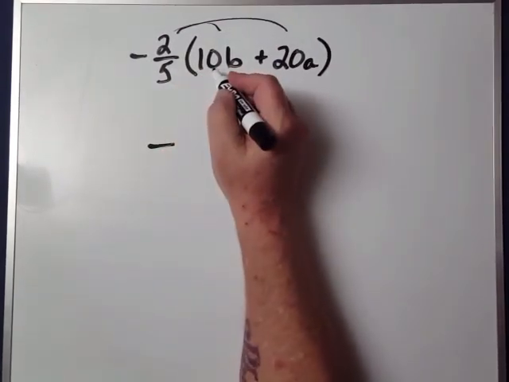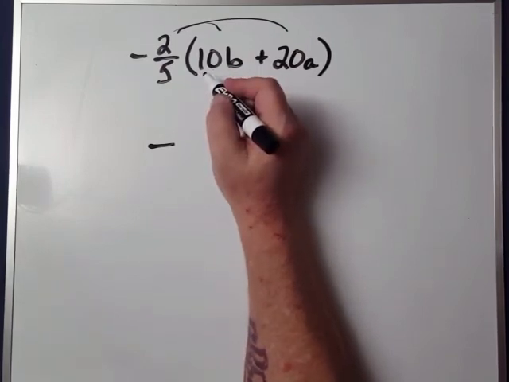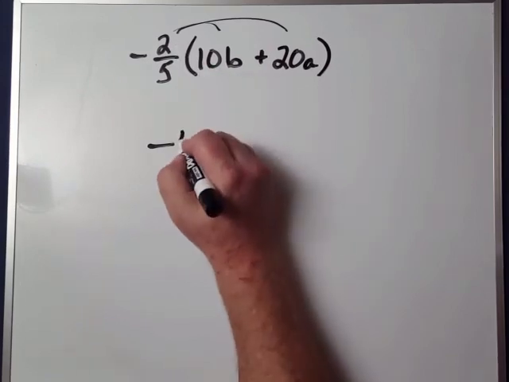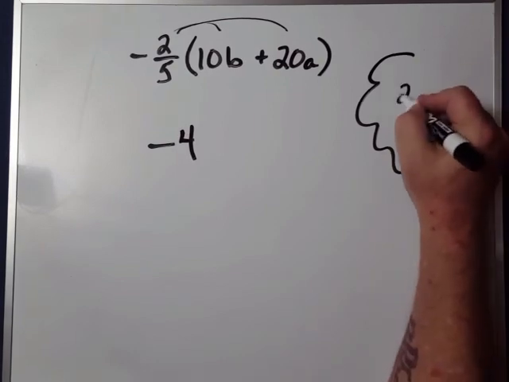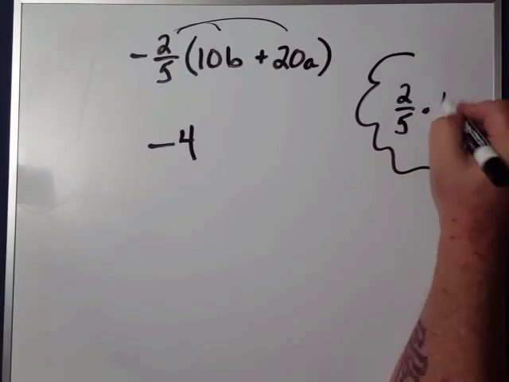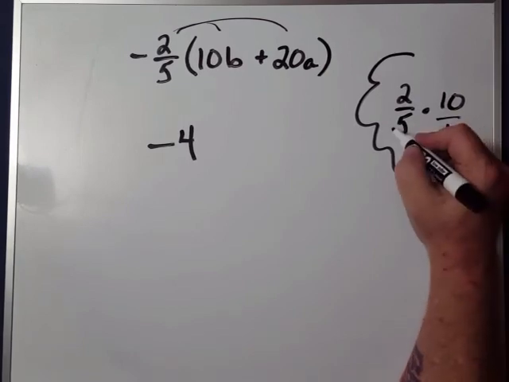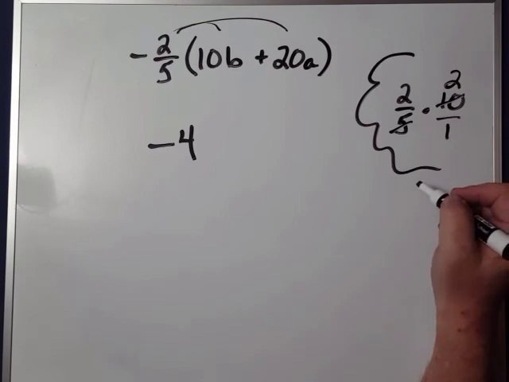2/5 times 10. I'm going to cross cancel on the fly. 10 divided by 5 is 2, times 2 is 4. Here's what I just did. I said 2/5 times 10. I know that the 10 belongs to the numerator. I cross canceled. 5 goes into 10 twice. That gives me 4 over 1, which is 4.